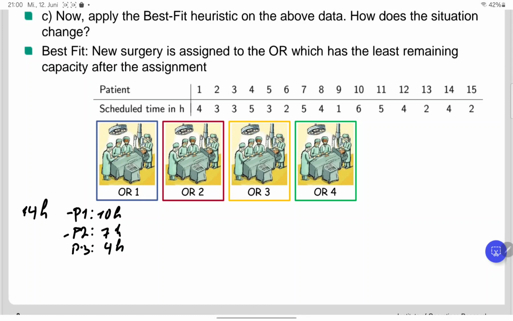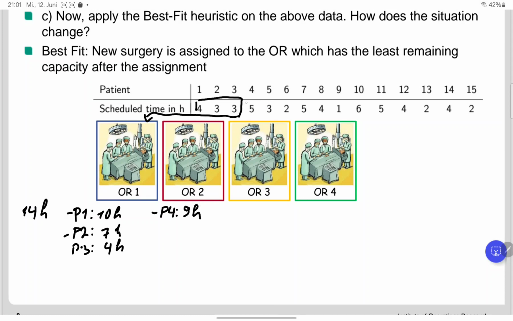Okay, and now the fourth patient requires, first of all, we could assign these to the first operating room, and the fourth patient requires 5 hours, so it doesn't fit into the operating room anymore. Therefore, we assign this patient to the second operating room. So 14 hours minus 5 hours surgery duration leads to 9 hours.